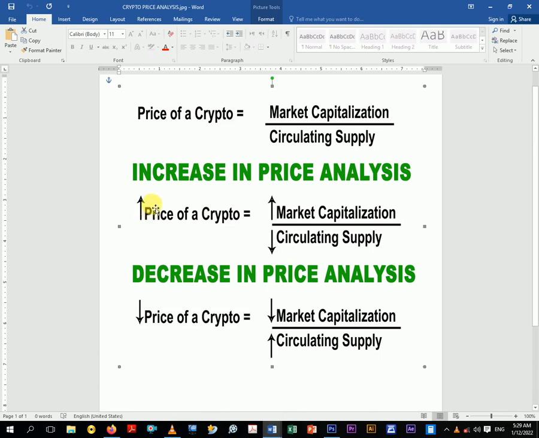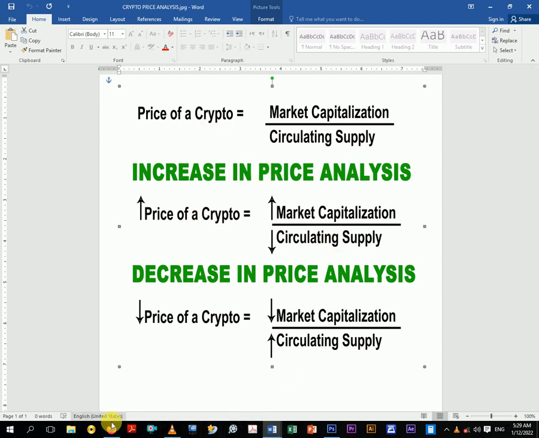An increase in the price will mean that people are investing more. That's the market capitalization going up, whereas the circulating supply is coming down. So that means people are investing money in, and the circulating supply, the amount of coin with everyone, is reducing. That is what drives the increase in the price.